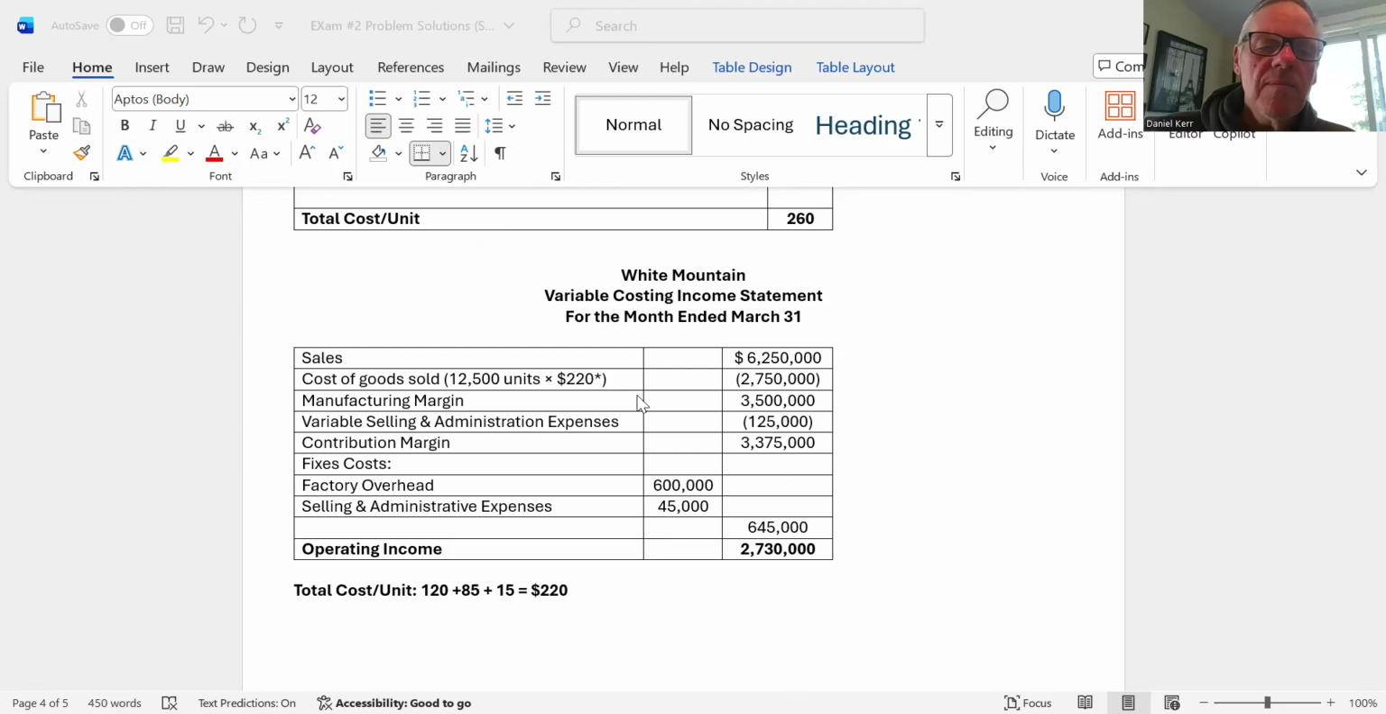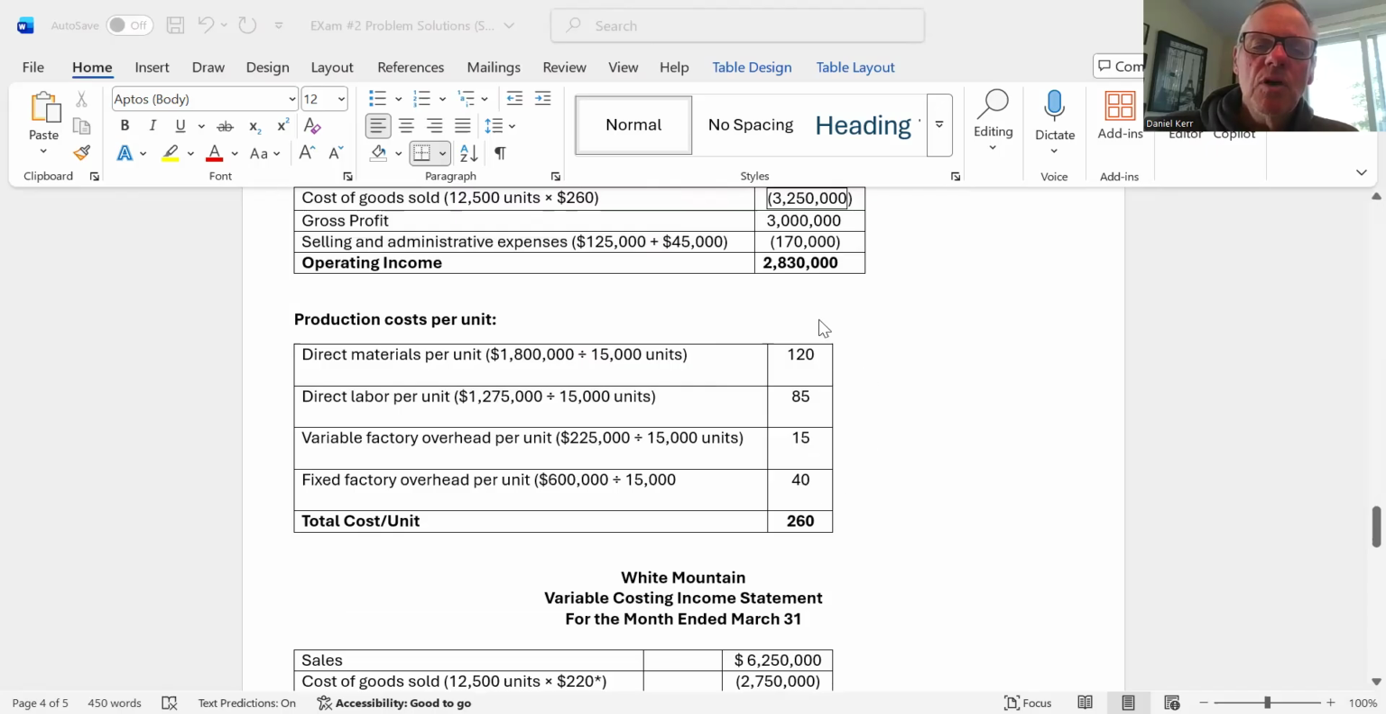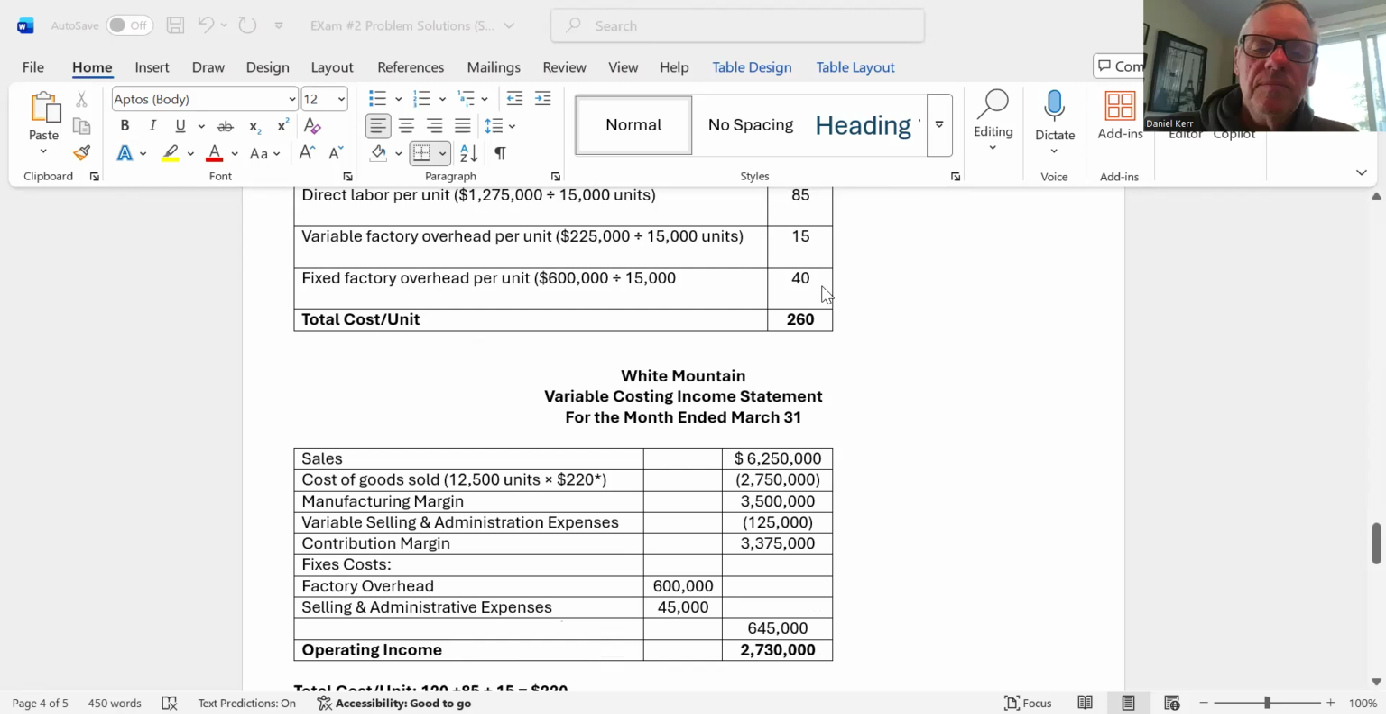So we get 220. So it's sales minus the variable cost of goods sold gives us manufacturing margin. Subtract from that variable selling and administrative expenses. Okay, so that gives us a contribution margin of 3,375. From that, you have to reduce it by the fixed costs, which are all fixed costs, whether they be overhead or whatever, they're all considered period costs, 645. So you get operating income of 2,730,000, which is less than the operating income we got on the absorption costing. And we know that was going to be the case because we produced more units than we sold.